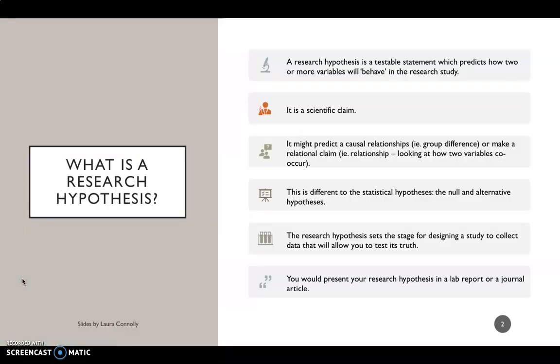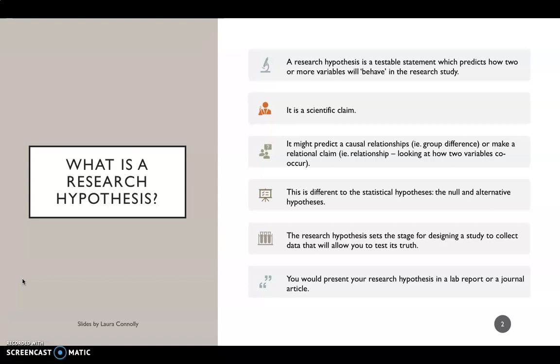So let's start off by describing what a research hypothesis is. Well, a research hypothesis is a testable statement which predicts how two or more variables will behave in a research study. It's a statement that's a scientific claim, and it might do one of two things. It might predict a causal relationship between two variables, so for example, what the group difference is, or it might make a relational claim. So it's going to predict how two variables might co-occur.